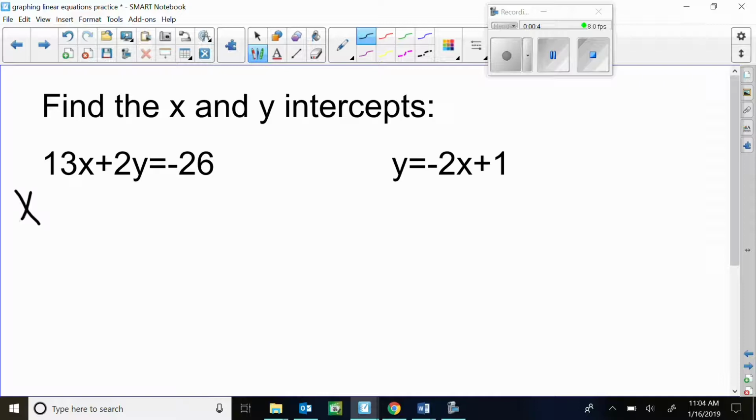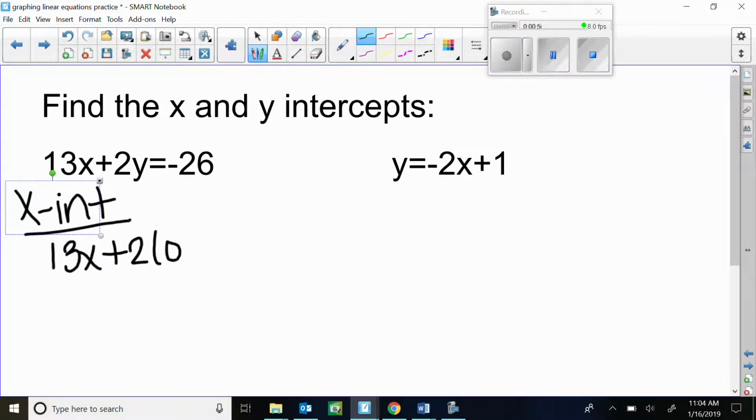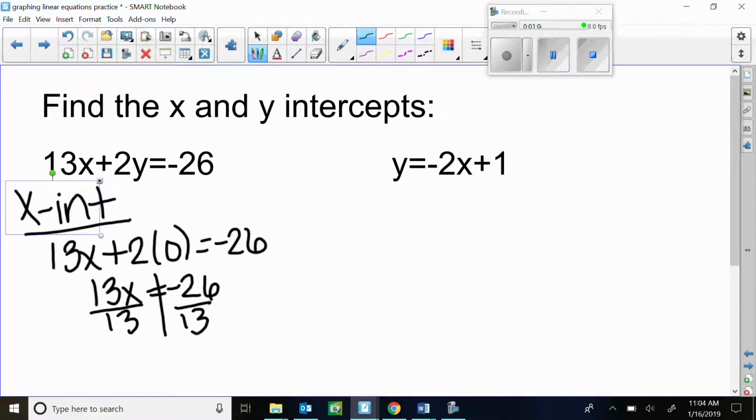I need to find the x-intercept, so I need to plug 0 in for y. So I'm going to have 13x plus 2 times 0 equals negative 26. 2 times 0 is 0, so I have 13x equals negative 26. Divide both sides by 13 to get x by itself. X is going to equal negative 2. So I'd write it as (negative 2, 0).